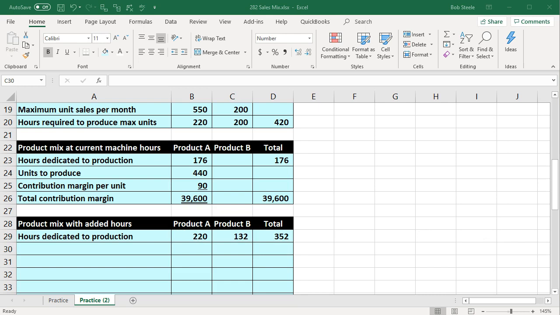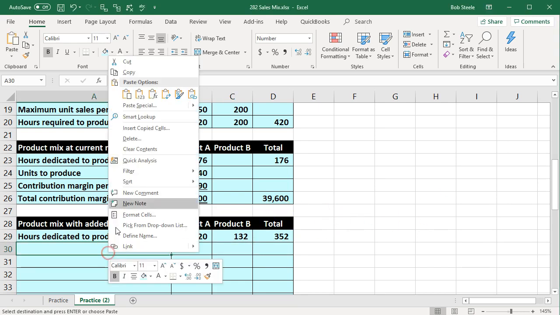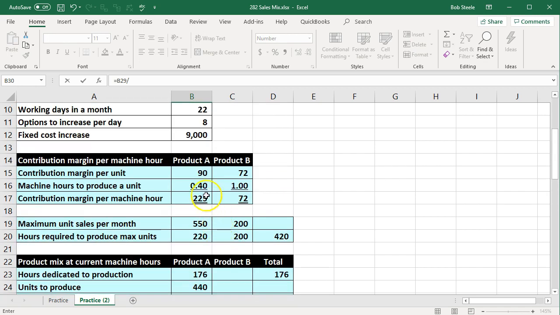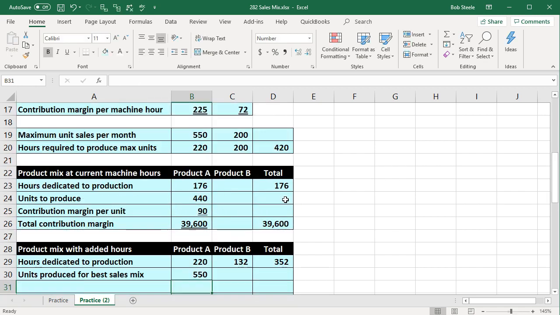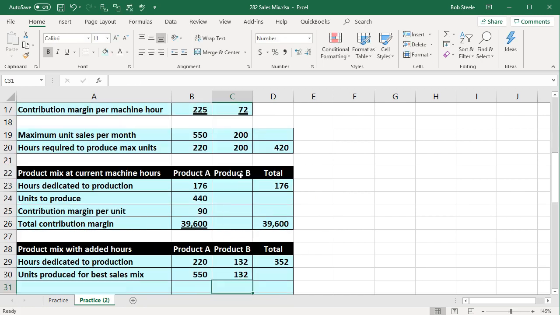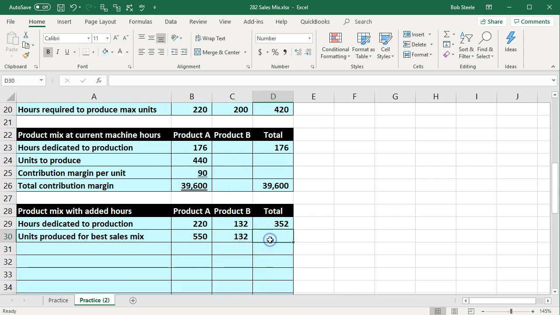So then what's going to be the units that are going to be produced for the best sales mix that we have? Well, if we have 220 hours for A, it's going to be 220 divided by the time it takes, 0.4. And that's going to give us the 550, the max that we believe we can sell. Product B is going to be 132 divided by the hours, which is only 1, so it's going to be the same number because it takes exactly 1 hour. The total is meaningless there, so I'm not going to sum it up.